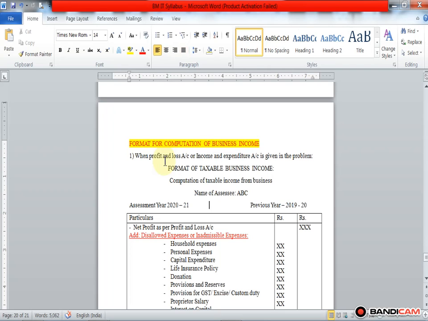So the heading is given: computation of taxable income from business. It is necessary to give a heading when computing a problem of business or profession. Then the name of assessee, here ABC. Assessment year is 2020-21 and previous year is 2019-20. Assessment year means the tax is paid in 2021 and the income is computed of 2019-20.